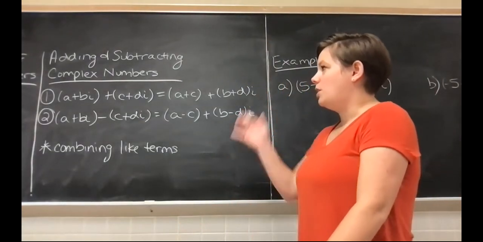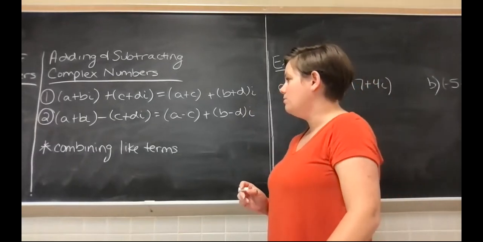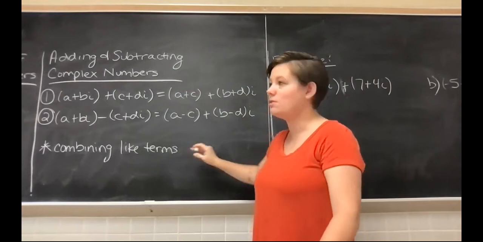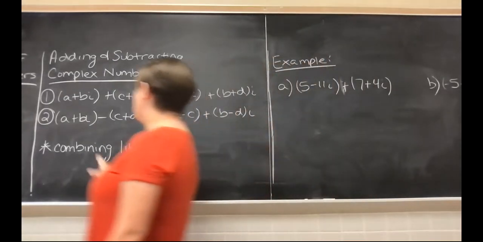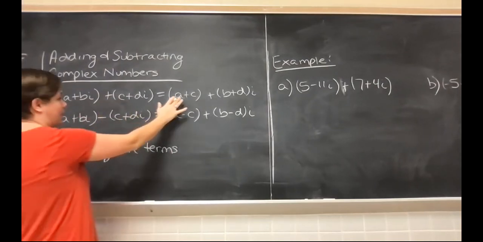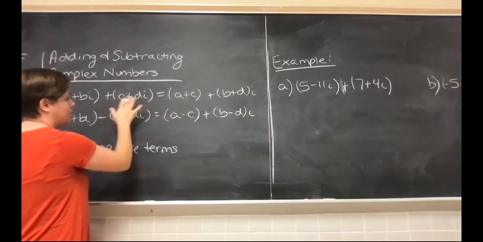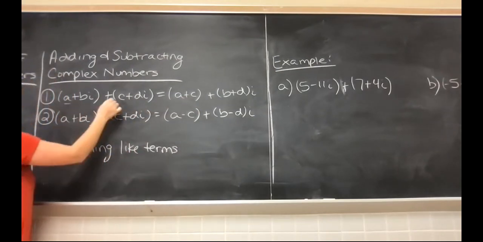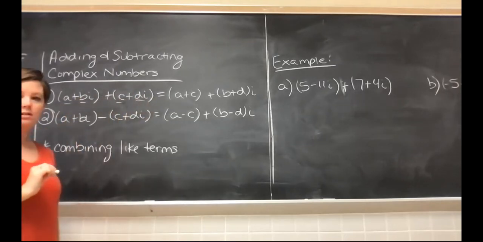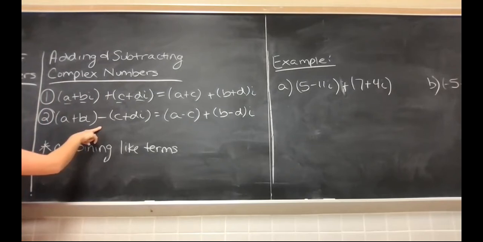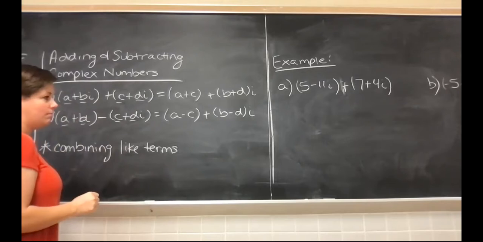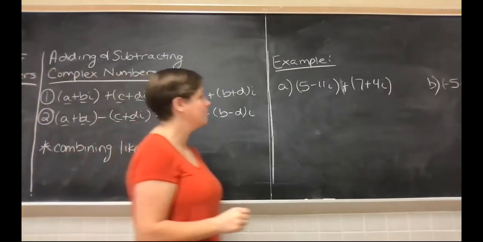So how do we add and subtract complex numbers? Well, here's the long steps, but in essence, all we're doing is combining the like terms. We combine the real parts. So if we have two complex numbers, a plus bi plus c plus di, then we're going to add the a plus the c, and we add the b plus the d. So we add these first parts, the real parts, then we add the imaginary parts. Same thing is true for subtraction. You subtract the a and the c, and then we subtract the b and the d. That's all we do, combine like terms.